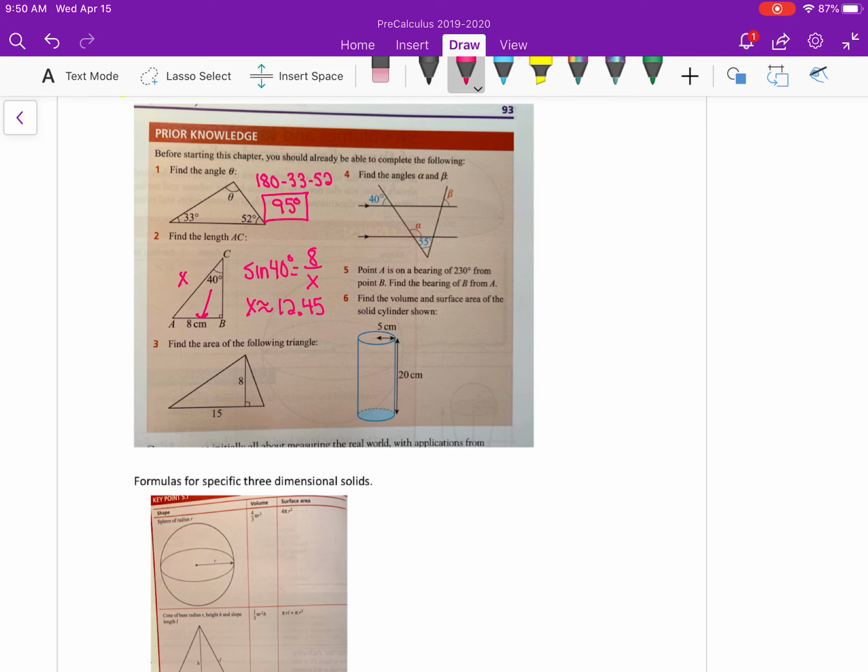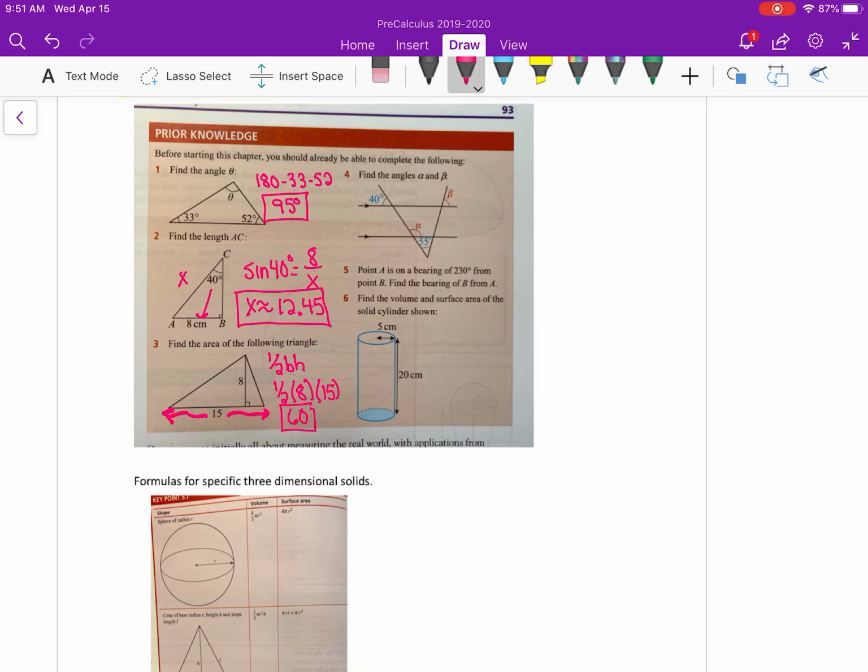Down here, find the area. It took me a little bit to realize that 15 is the entire length. I thought it was just that little piece right there. So this is just 1/2 base times height. So 1/2 8 times 15. Excuse me, had to sneeze. All right, so just 60 units squared, whatever we got.